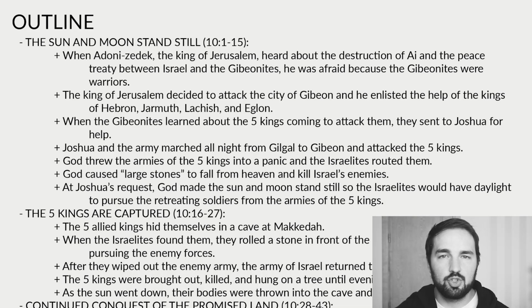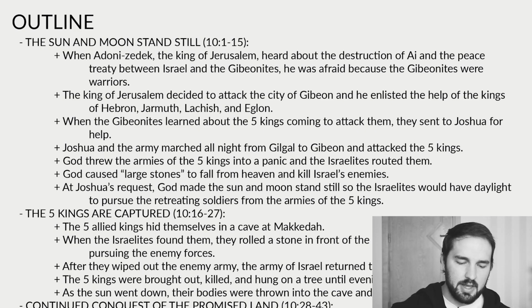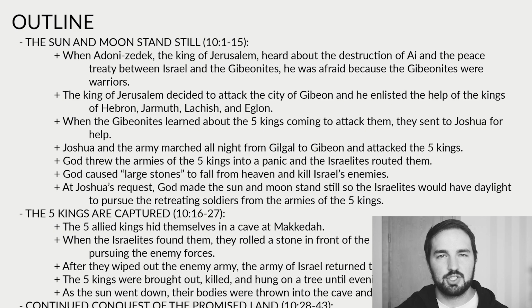Okay, jump over to page 2 and we'll talk about our outline. The first section that I have here is a really interesting one. It contains one of the more interesting miracles that is described in the Bible, although it doesn't give us a ton of detail about it. This is verses 1 through 15. The sun and moon stand still.